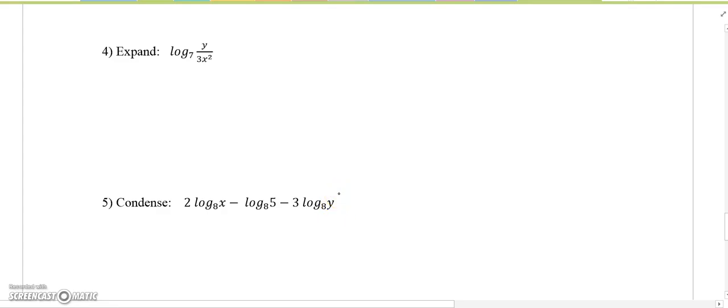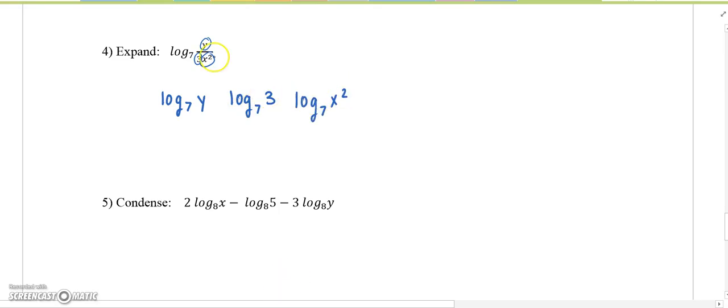Alright, anyway. Expanding. Expanding means that we're going to break it apart. So it's going to look more like this when we're done. Alright, so I'm going to first figure out how many different pieces I have. I have a y, I have a 3, I have an x squared. So I'm going to give each one a log. Log base 7 of y, log base 7 of 3, log base 7 of x squared.